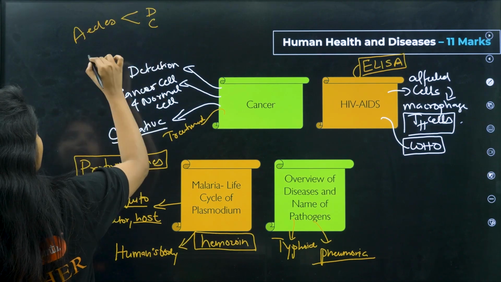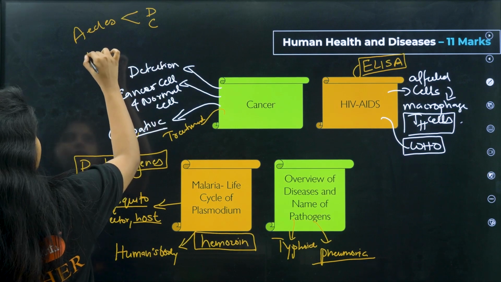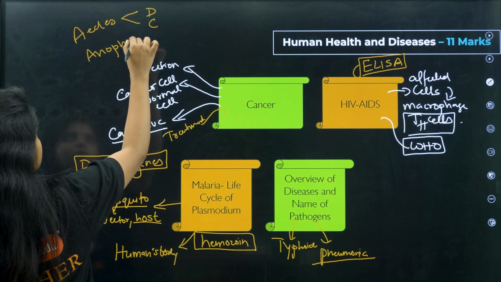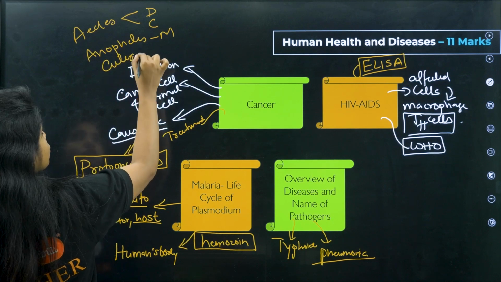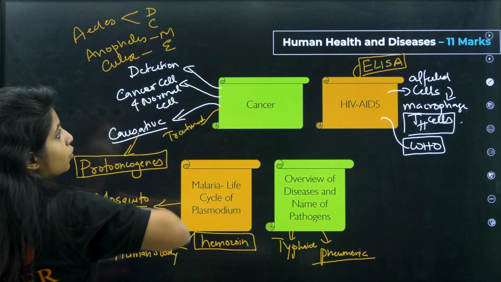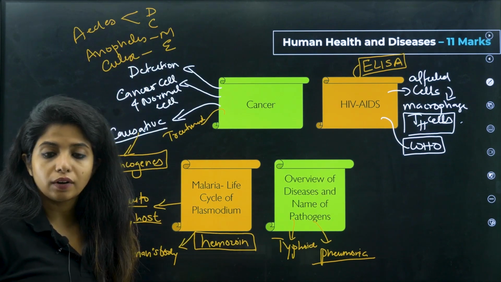Okay, then we have this mosquito, that is Anopheles. What does it cause? It causes malaria. Okay, and then you have Culex mosquito, which causes elephantiasis. So all this is important. Different mosquitoes cause different things.